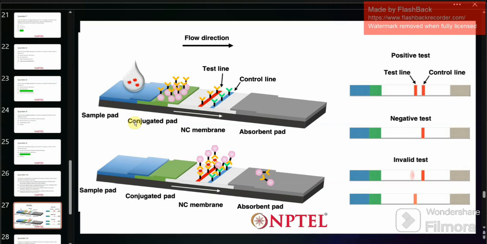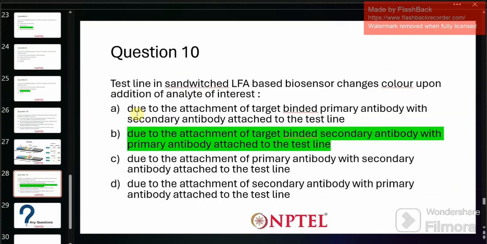So in the first case, if it is successful, the structure will look like gold nanoparticle, secondary antibody, analyte, primary antibody. In case of failure at the control line, the structure will look like gold nanoparticle, secondary antibody and the control antibody. So this is how the structure will look, and that is how the color actually comes in the structure. So the answer is basically due to attachment of target-bound secondary antibody with the primary antibody attached to the test line.